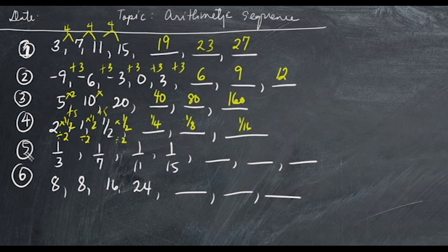Okay, good. How about number 5 and number 6? Number 5, 1/3, 1 over 7, 1 over 11, 1 over 15. Yeah, tama kayo. Kung mapansin nyo, parang kamukha lang siya ng number 1. Kaso nga lang, mukha reciprocal, no? Hindi pala mukhang ni-reciprocal, ni-reciprocal pala. So, in short, after this one, you will get 1 over 19. Kasi ba, plus 4 lang ng plus 4. 4, 4, 4, 19, so 1 over 23. Then 1 over 27.